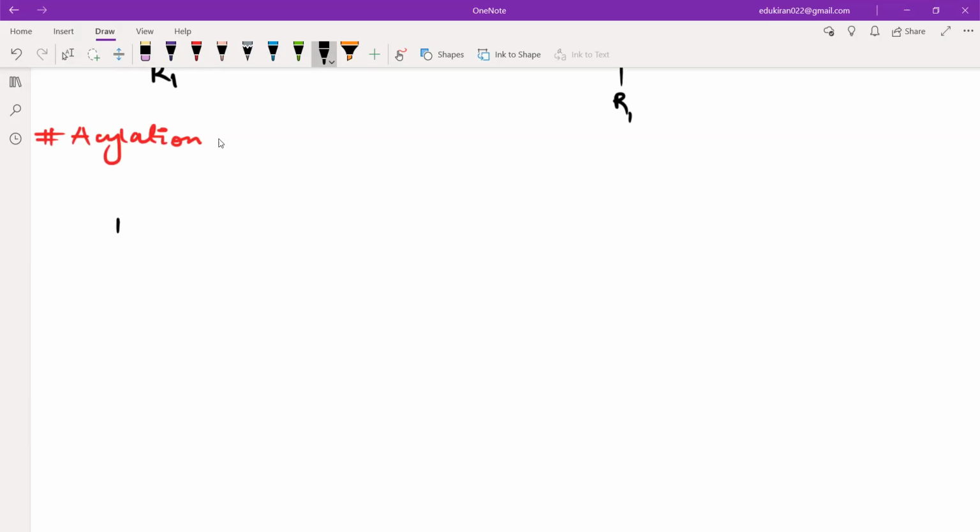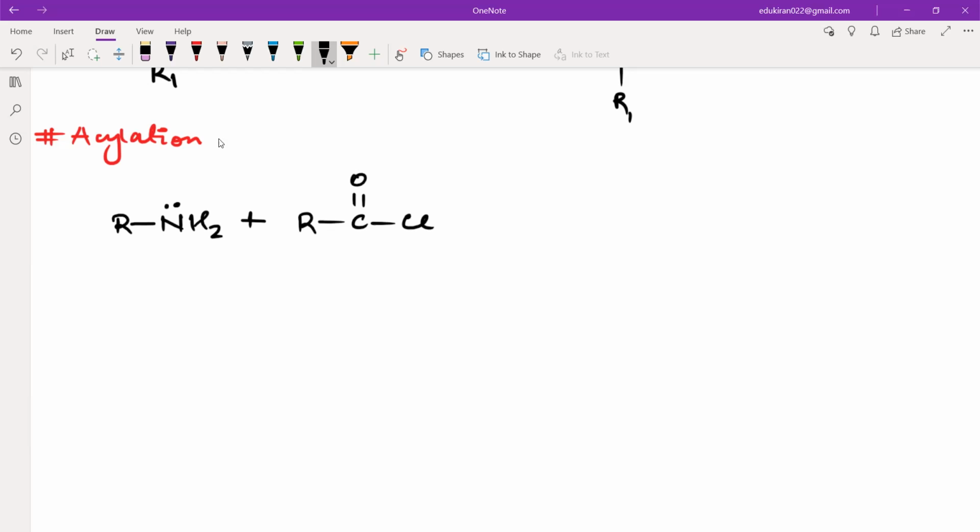If you have RNH2 and you react this with, let us suppose, starting with acyl fluoride, R C double bond O Cl. Now here you have to see this nitrogen is having a lone pair of electrons.